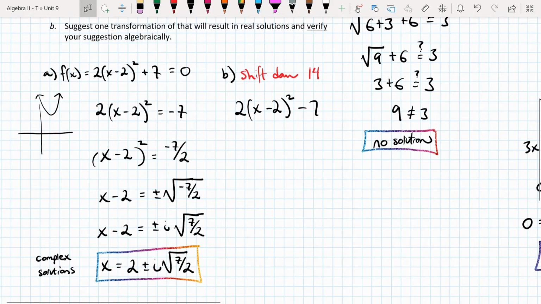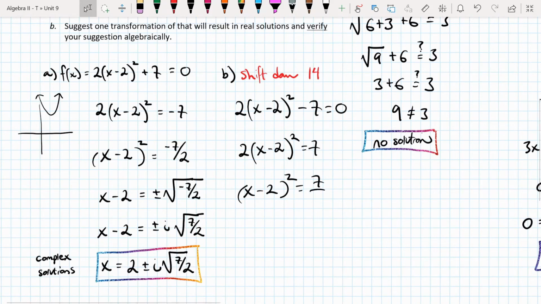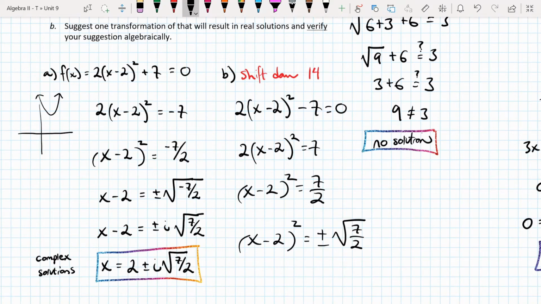And what I would like to do is let's just prove that the solutions are real solutions. So instead of subtracting 7, now we're going to add 7. Now let's divide by 2. Now we're going to take the square root. So remember, plus or minus square root of 7 over 2. Positive 7 over 2 now, not negative 7 over 2.